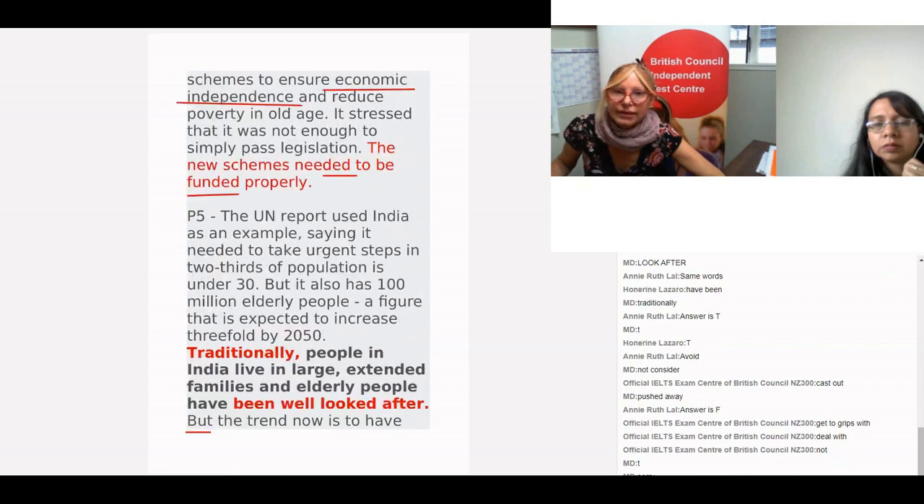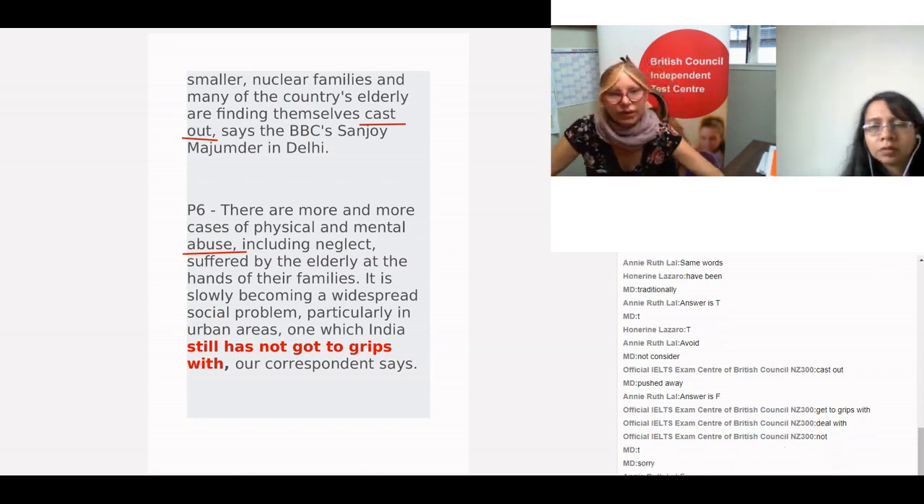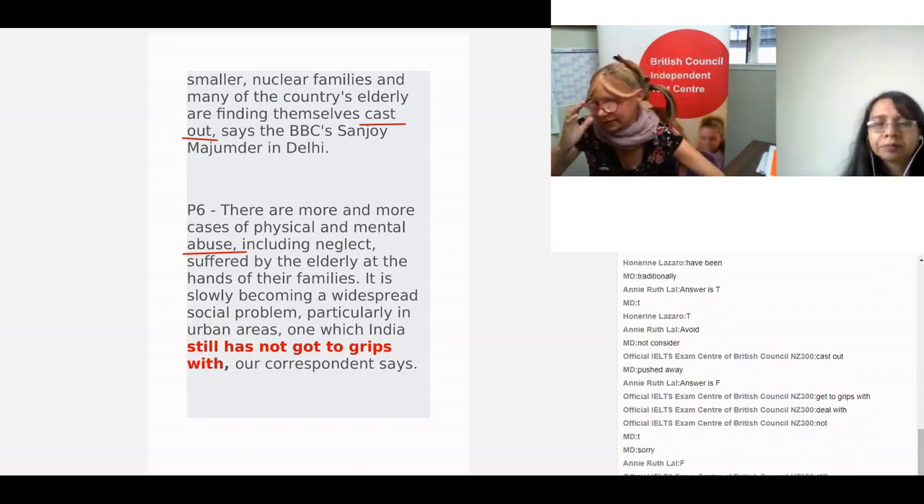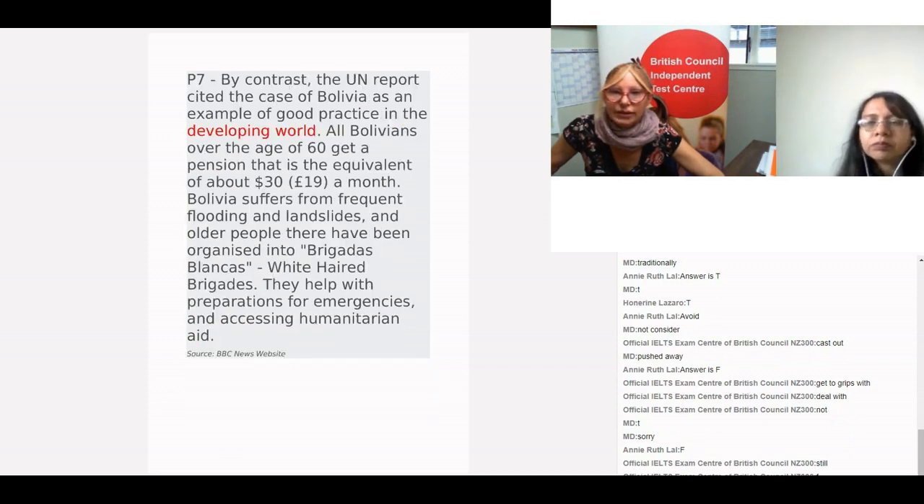We can find other words. Still. Okay, see that word there? "Still has not got to grips with." So "still" means "not yet," doesn't it? So they still need to do it. Everybody happy with our answer? Our answer is false, of course. False. Okay. Another way to say that it is false.